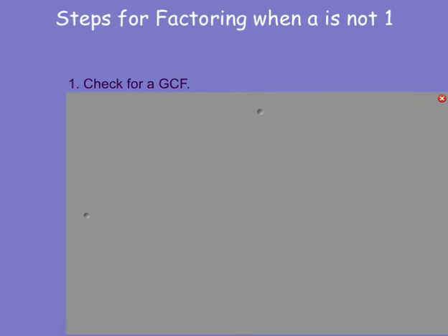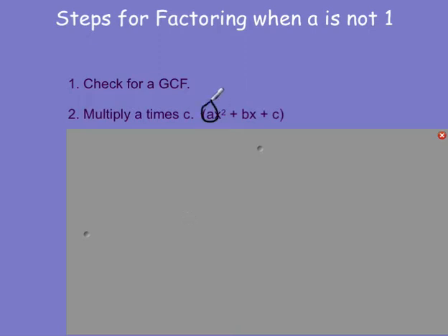So what is this factoring business that we're talking about? First thing you want to do, always, is check for a greatest common factor. If you can pull out a greatest common factor at the beginning, your life will be a lot easier. Then, next, multiply a times c. So that means you're going to multiply the coefficient of the first term with the constant.